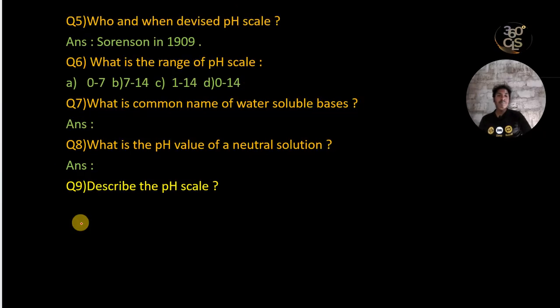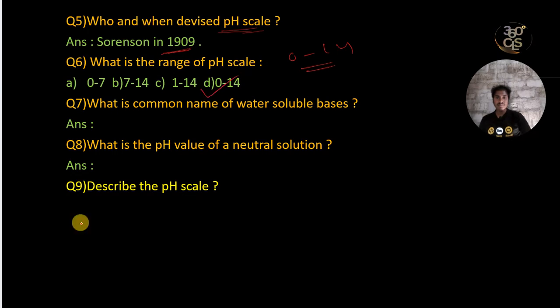The next problem is who and when devised the pH scale. The answer is Sorensen devised the pH scale in 1909. Then the next problem is what is the range of pH scale? The range of pH scale is 0 to 14. So option D is the correct answer.